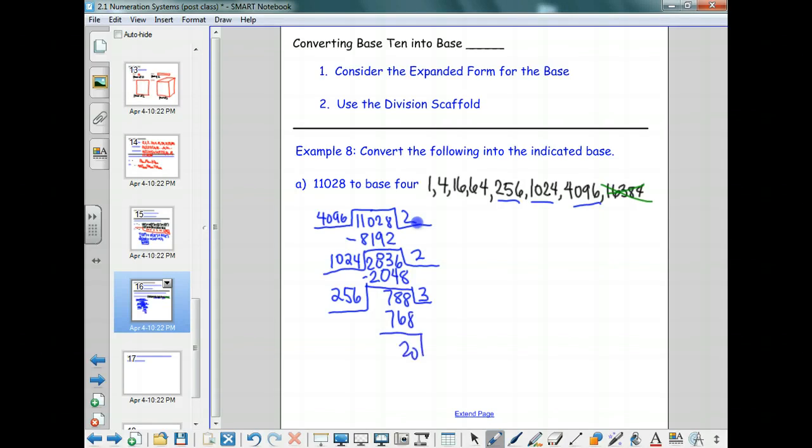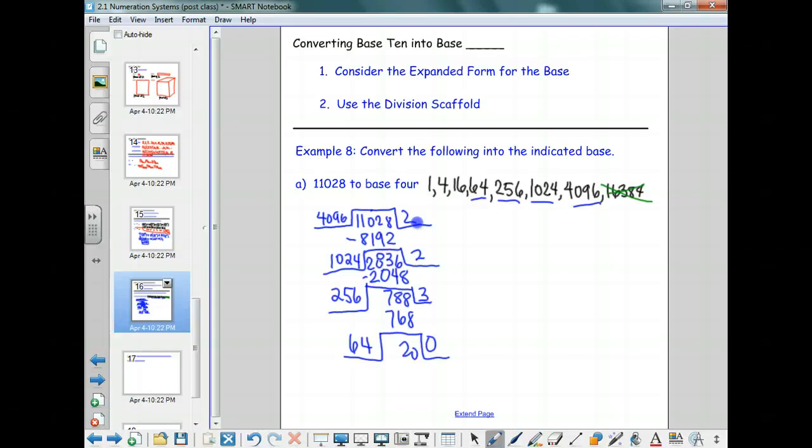20. Now here's where you don't want to be tempted to do something inappropriate. You need to write down the next power of 4, which is 64. I get it, it's too big, right? Which means it goes in how many times? 0. But you need this 0 right here. If you don't put that 0 in, you're going to have an error in your answer.